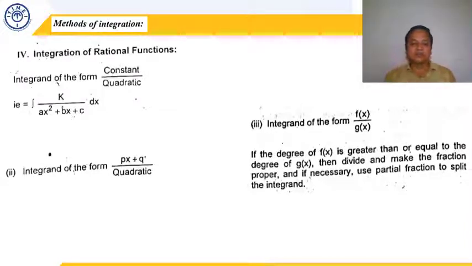First, numerator as a constant term followed by a quadratic expression in the denominator. Second, a linear term in x divided by a quadratic expression in x. Third, in the numerator we have terms whose degree is either equal to the degree in the denominator or more than that. So we'll be solving these types one by one, learning through examples. This is integration of rational functions.